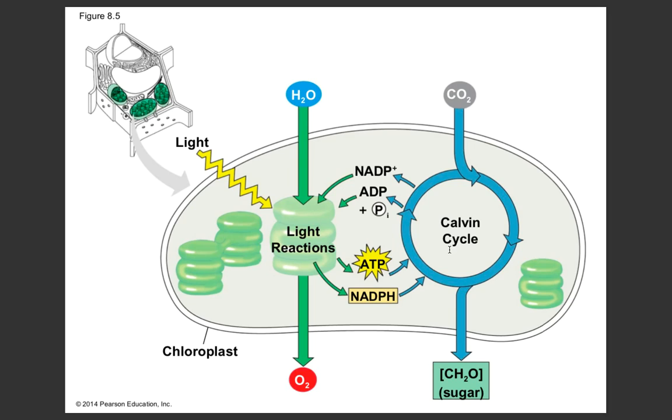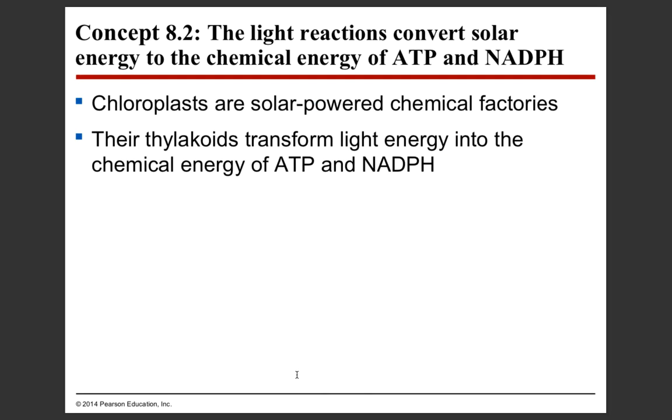It's very simple, okay? Also, you know, the light reaction's really, really cool because they can split apart water. It's really neat, and that's where our oxygen comes from. Okay, so the light reactions convert solar energy to the chemical energy of ATP and NADPH. Why do we need those two things? Because that's how we're going to create sugar in the Calvin cycle, okay?